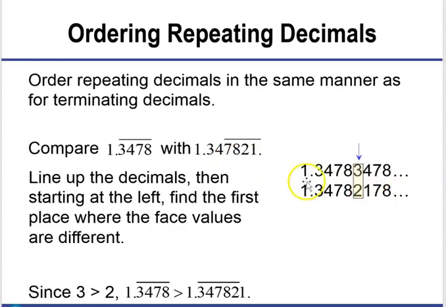You start with the leftmost number. Line it all up. If they match, you keep going to the right until one is larger than the other, which means that the first number listed is a larger decimal than the second number listed. And they wrote that down here. 1 with the repeating 3, 4, 7, 8 is greater than 1 with the repeating 3, 4, 7, 8, 2, 1.